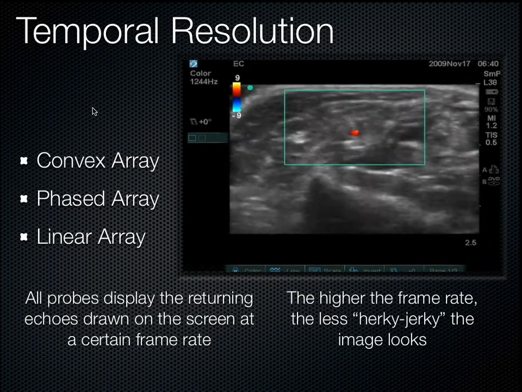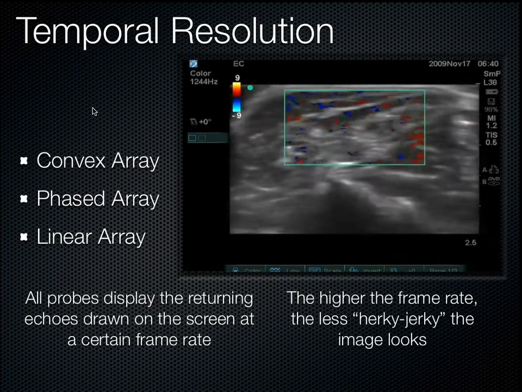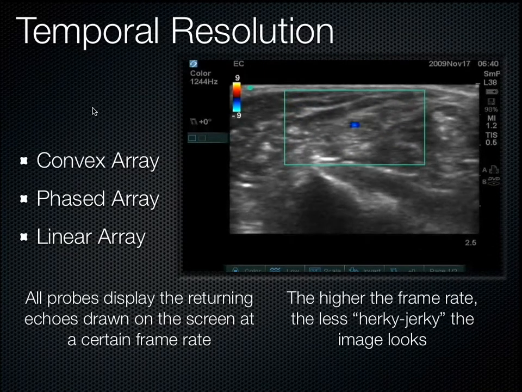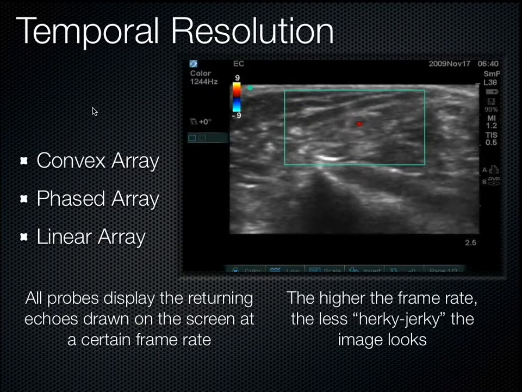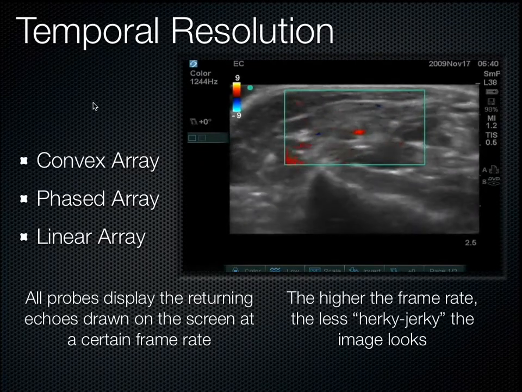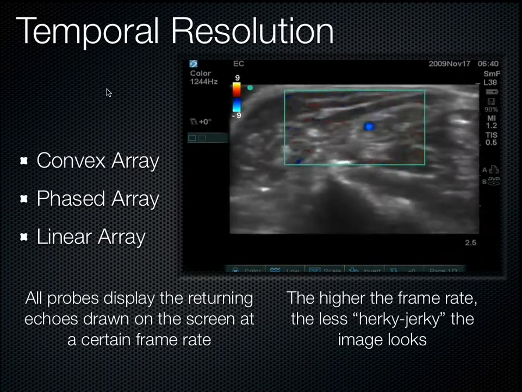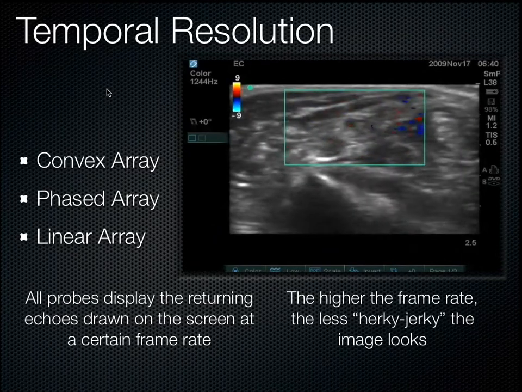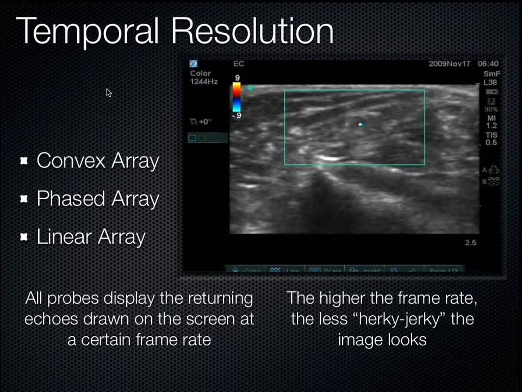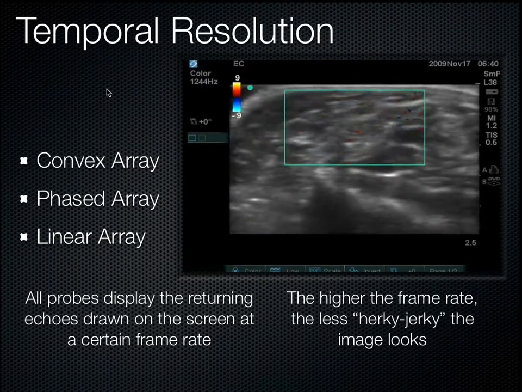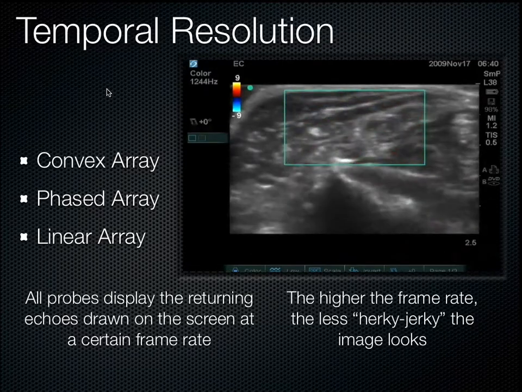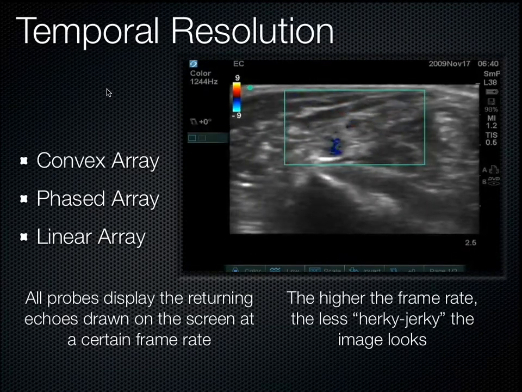But other times, you're willing to sacrifice some temporal resolution in order to get more artifacts scrubbed off the screen. And so in a lot of abdominal software settings, at the expense of temporal resolution, you'll see fewer artifacts on the screen. Because as the echoes are coming back to the ultrasound machine, the machine is doing its best to scrub off artifacts, and as it does that, it may need to slow down the frame rate. So just keep that in mind.